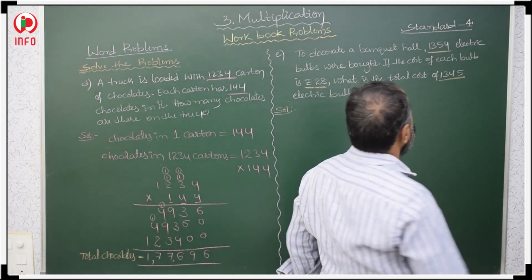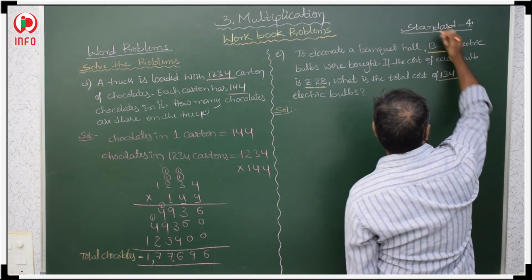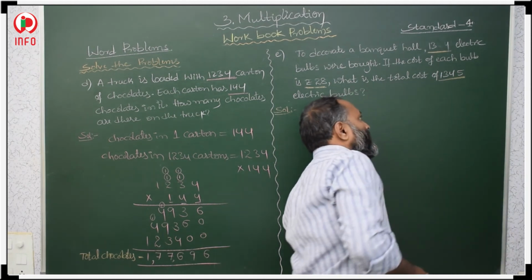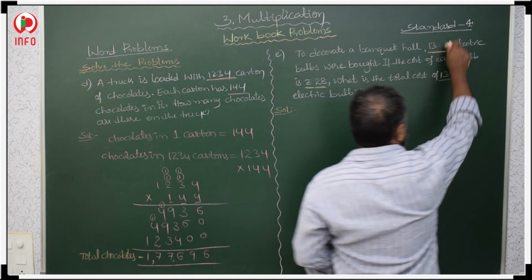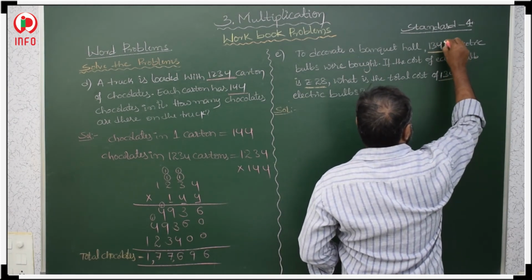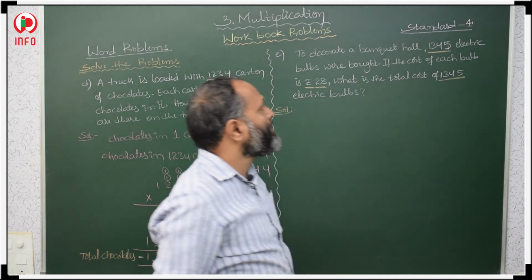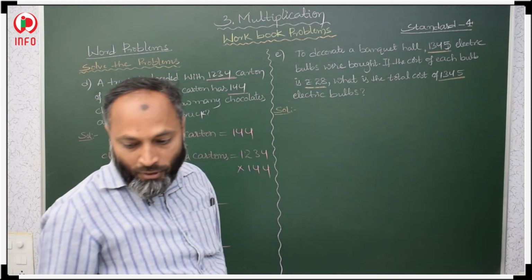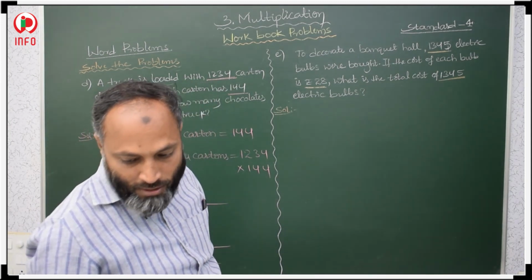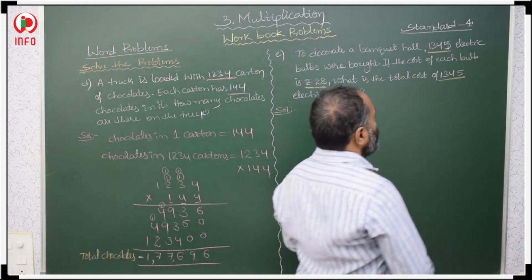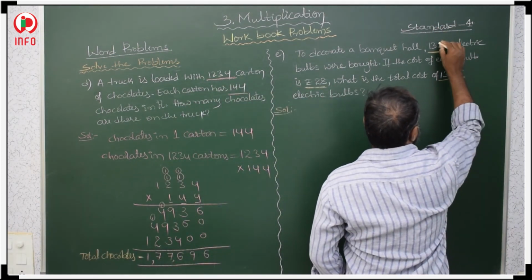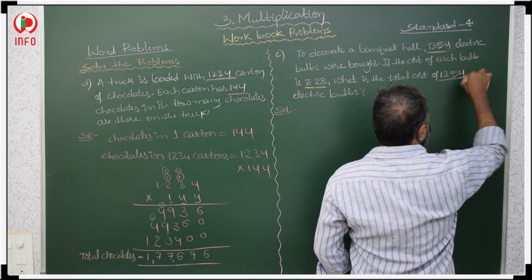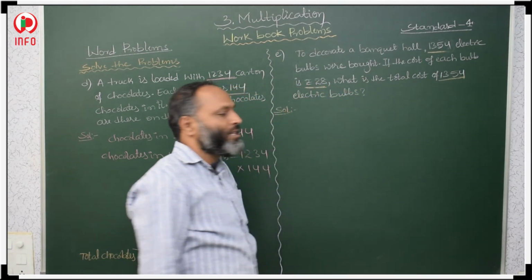Then what is the price of all the bulbs? Here it is not 1,345. In your textbook it is given as 1,354. So this many bulbs, their price we have to find.